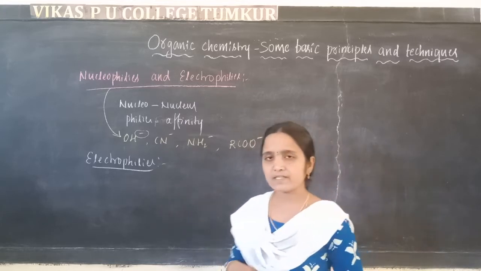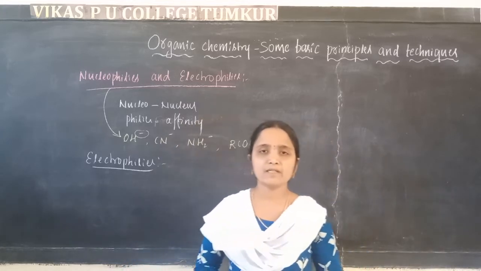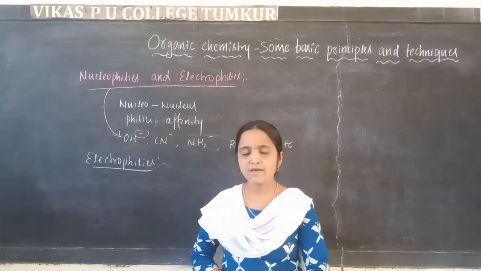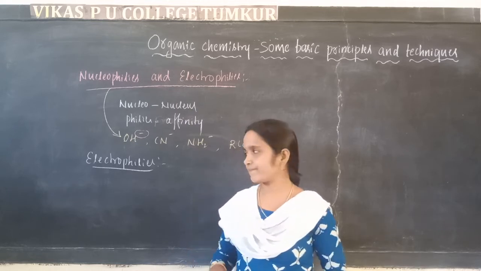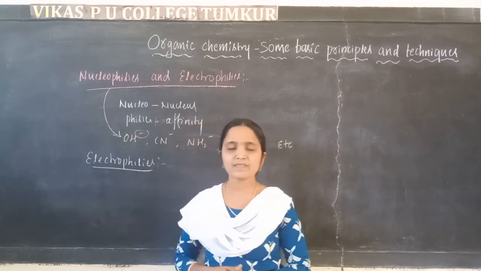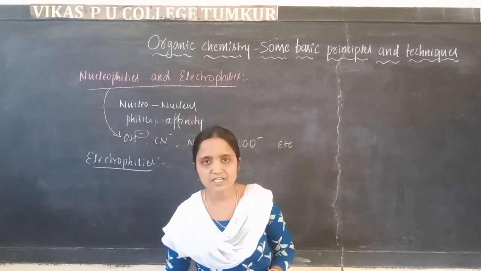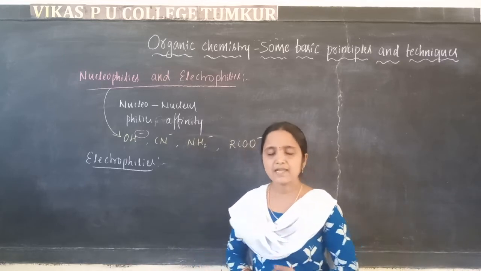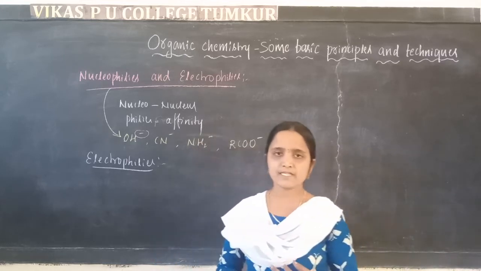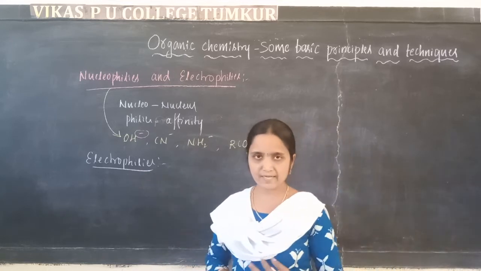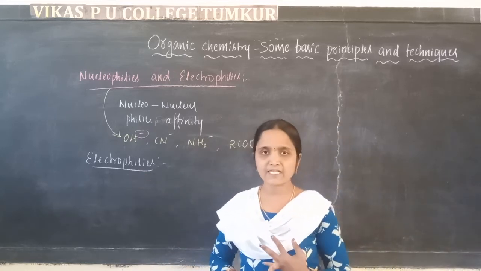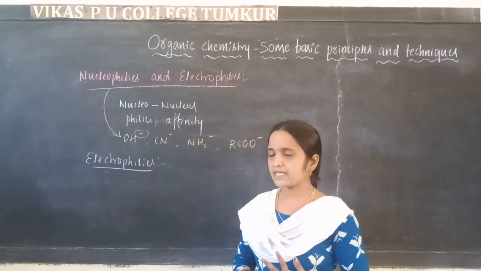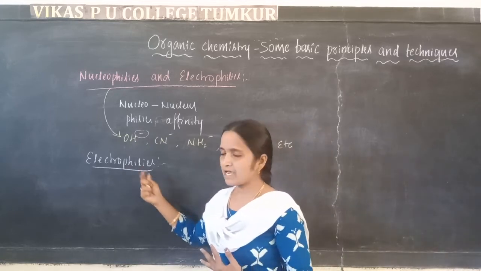Electrophile can also be defined in another way: the reagent which can accept a pair of electrons in a reaction is called an electrophile. Otherwise, electron deficient species are called electrophiles. It is defined as a reagent which can accept a pair of electrons in a reaction.